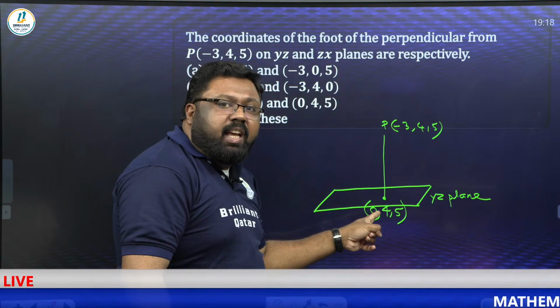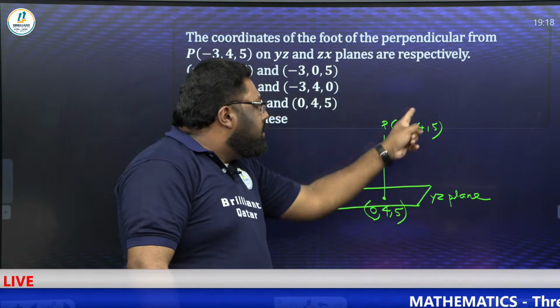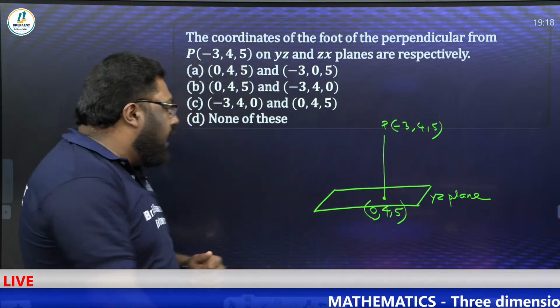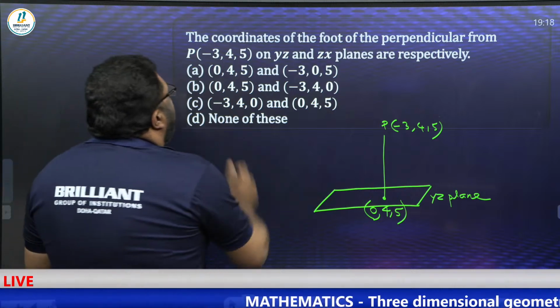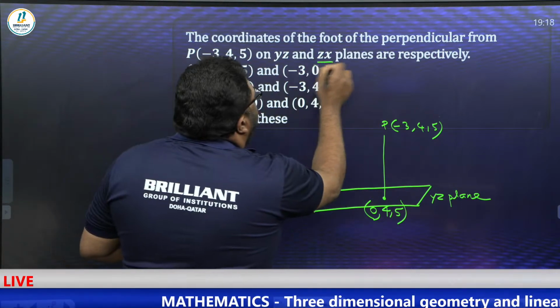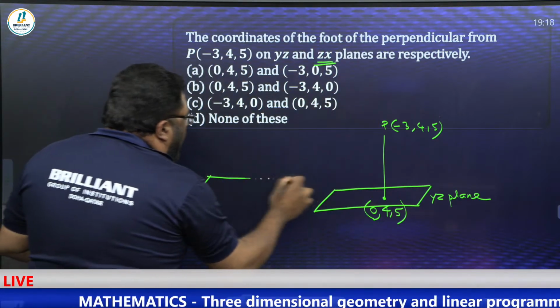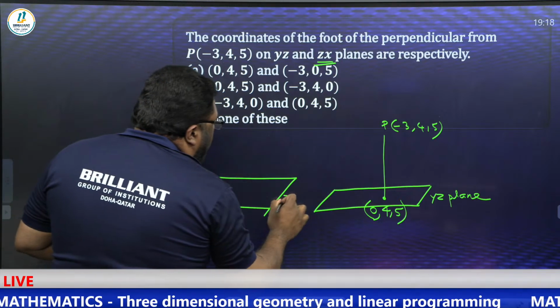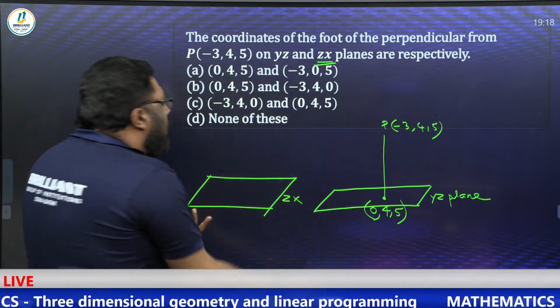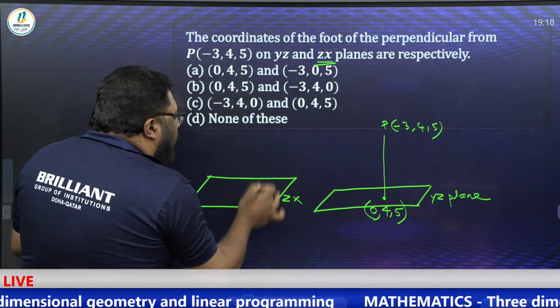Same logic here. -3 is becoming 0 because it is the YZ plane. So Y and Z both will remain the same. So 0, 4, 5. And the next one is the ZX plane. So when you talk about the ZX plane, what is not coming? Y is not coming. So Y won't change.